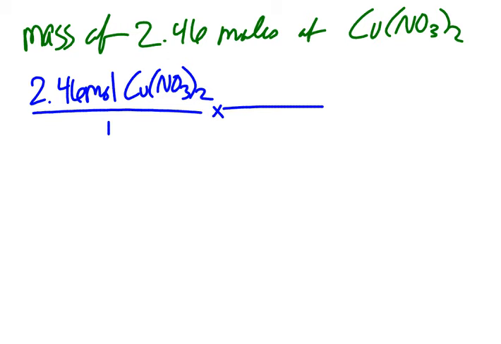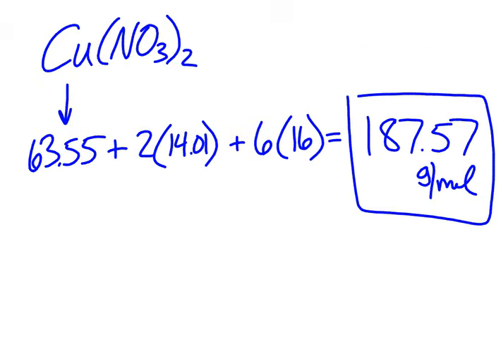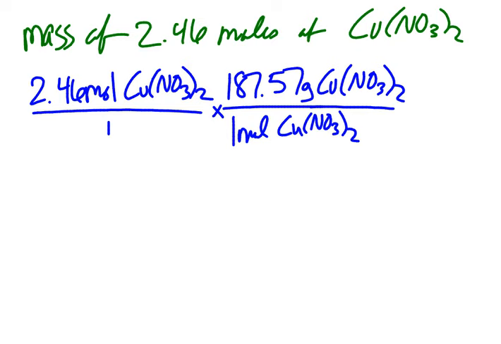And then I know that for every 1 mole of copper 2 nitrate, there are 187.57 grams of copper 2 nitrate. If you're wondering how I got that number, easy. If I go back a couple of slides, I calculated the molar mass. You take copper, 2 nitrogens, and 6 oxygens, add them all together, and you end up with 187.57 grams per mole, and then I can use it as I have here.